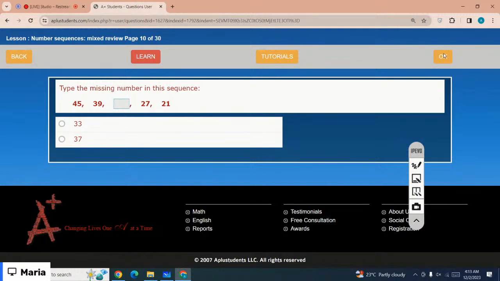Yes, it is 33. The next number in the sequence is 33. Very good. The correct option is 33.